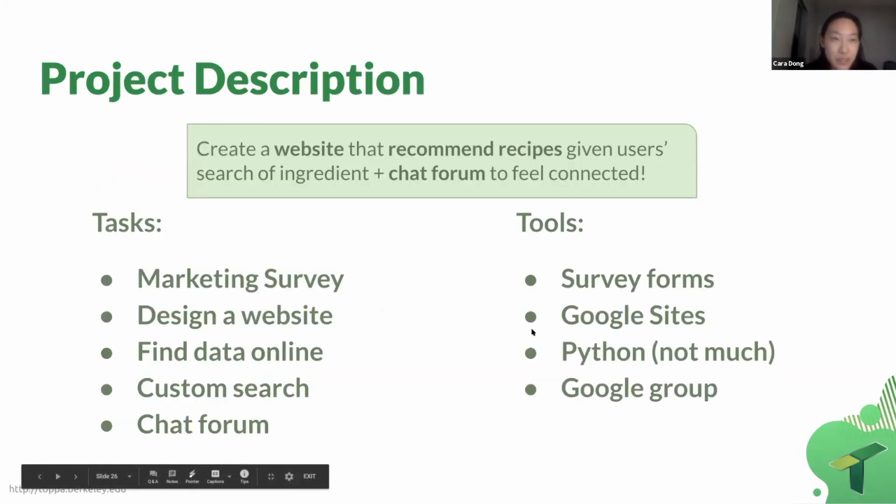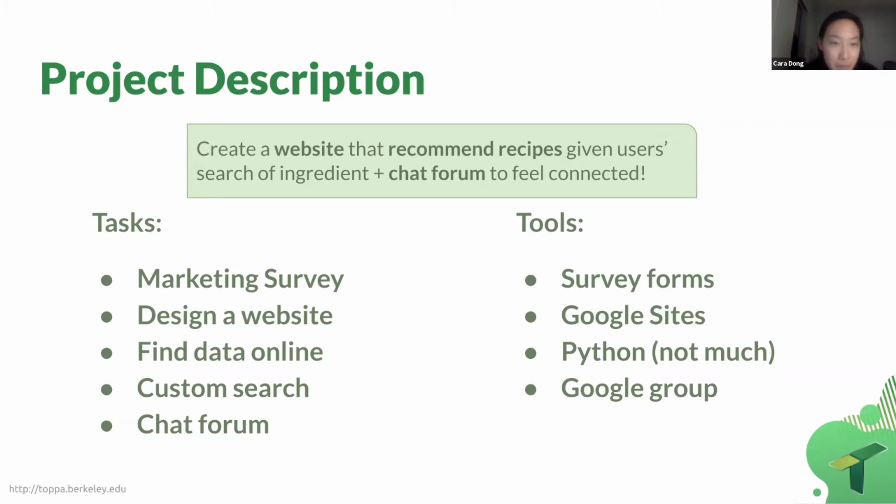Okay, so now to the project description. We're basically going to create a website that recommends recipes given a user's search for a certain kind of ingredient. And we will also be implementing a chat forum into the website so that our users, while using the website, can feel connected, especially in this pandemic period.